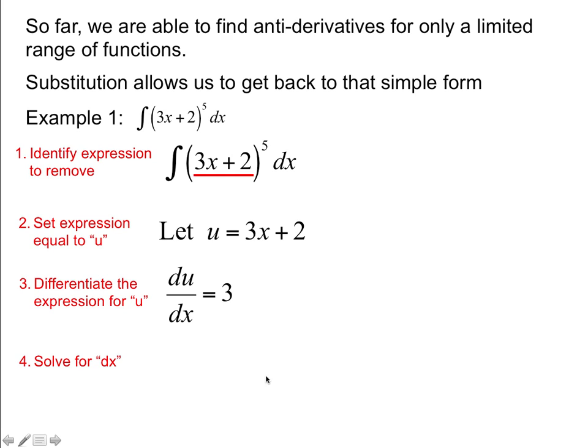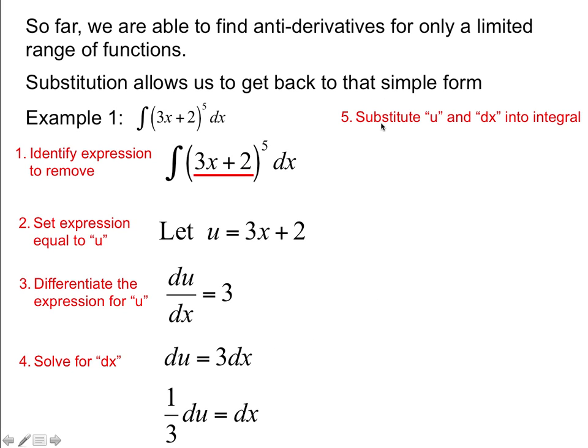And then step 4, we solve for dx. So we have to rearrange this. We're going to think of this as du dx equals 3 over 1. This Leibniz notation, we can deal with much like a fraction. So we're going to cross multiply. du times 1 is du, dx times 3 is 3 dx. So du equals 3 dx, and I need to solve for dx, that dummy variable. So I'm going to divide each side by 3, and I get 1/3 du equals dx.